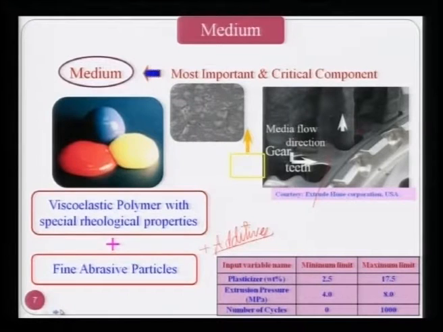Now here is just one composition of the medium which we had used in the lab at IIT Kanpur. Plasticizer varied in weight percentage from 2.5 to 17.5%. Extrusion pressure in megapascal varied from 4 to 8, and the upper limit of the number of finishing cycles was 1000, leaving aside the exceptional cases.